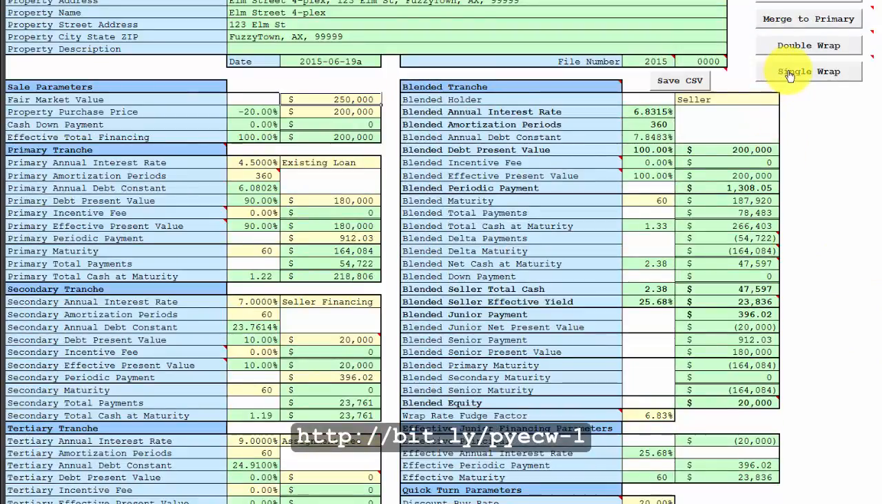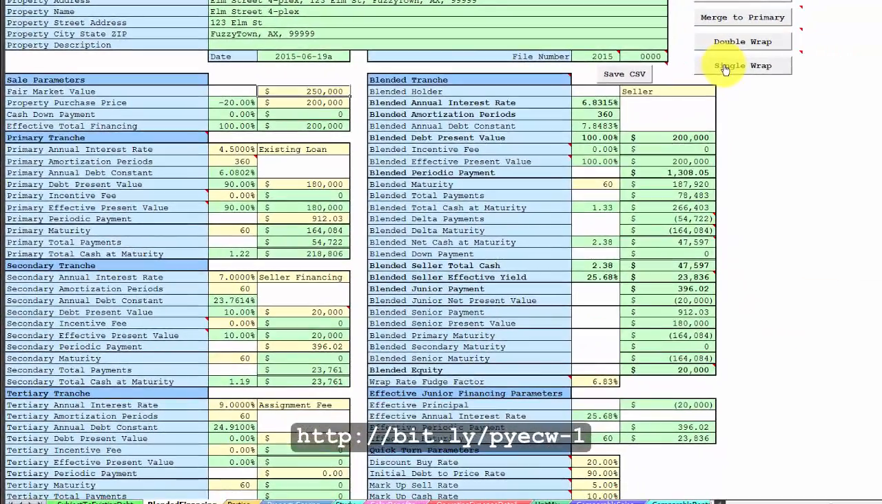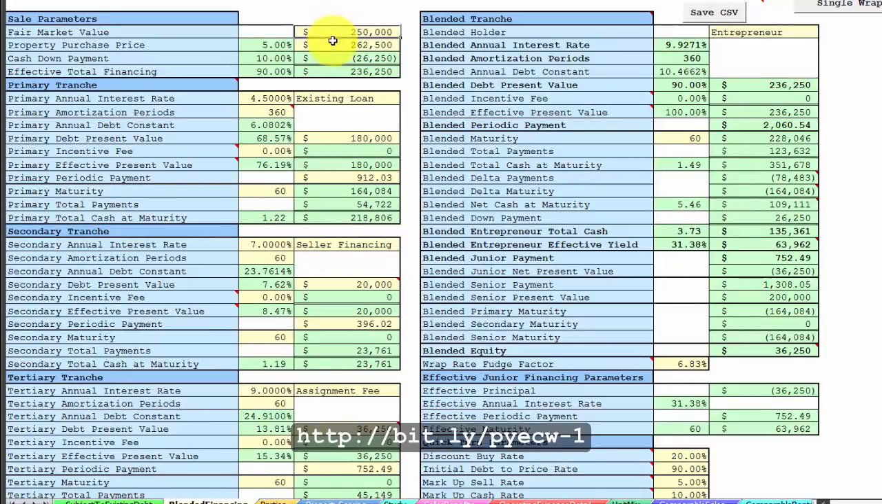You would do a single wrap, click the single wrap button. We mark up the price 5% above the fair market value because you're offering very favorable terms, requiring a 10% down payment. That goes to you as an assignment fee because you will assign your purchase and sale agreement to the end buyer for a cash down payment, as well as carrying back a wraparound note for the remainder of your created equity, $36,250.